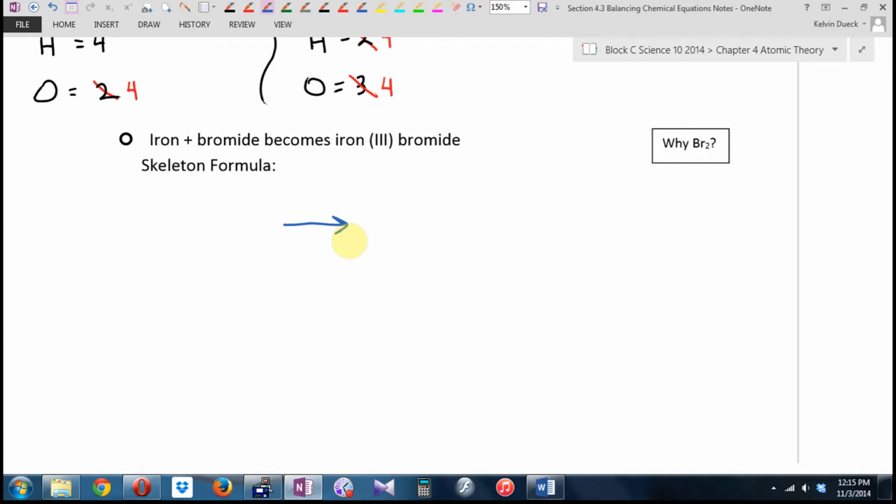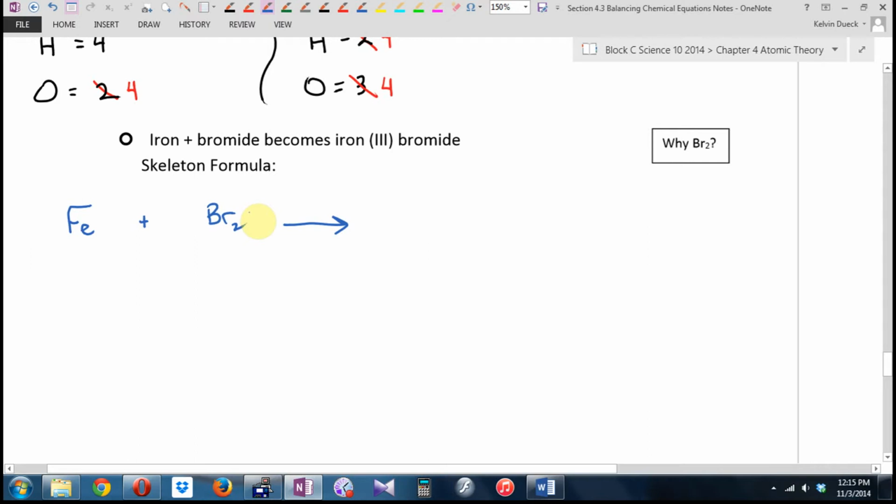On the left-hand side, we have iron. Fe. Plus bromide. Br would be wrong. Okay, Br2, because bromide is part of that Mr. Hofbrinkel, it exists in nature as a diatomic molecule.